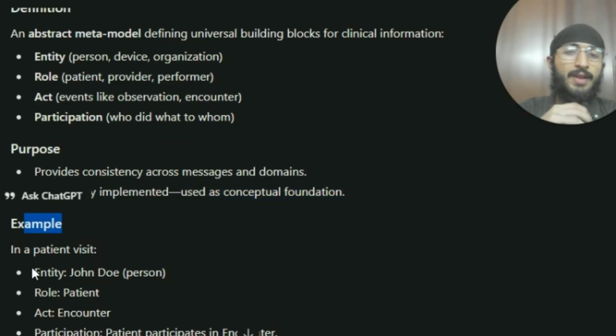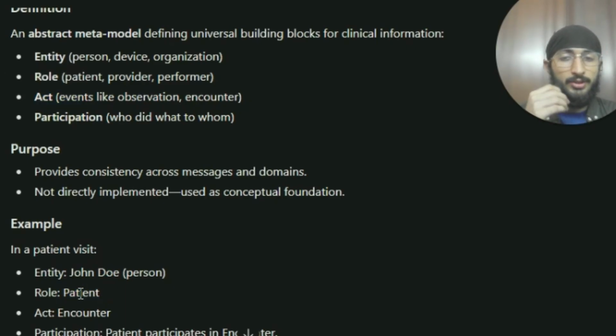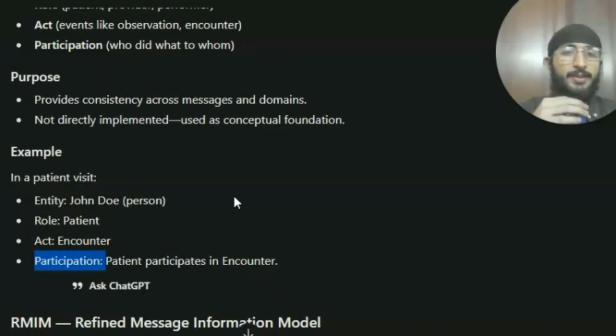For example, in a patient visit, we have entity, which is the person, John Doe, right, belonging to whichever organization, right? And we have the role. What is the role the person is performing? He is the patient. John Doe is the patient. Act, events like observation or encounter. Act is an encounter. Participation, who did what to whom. So patient participates in the encounter.